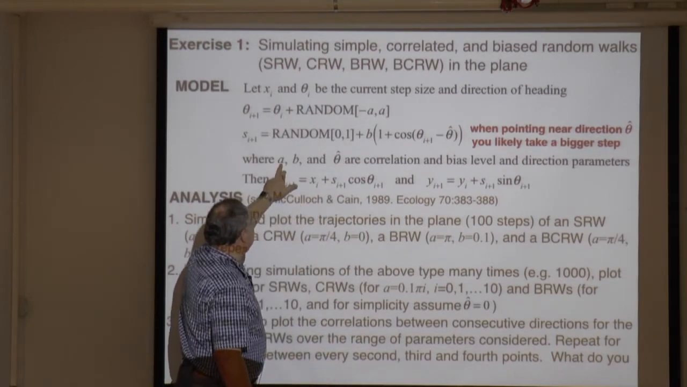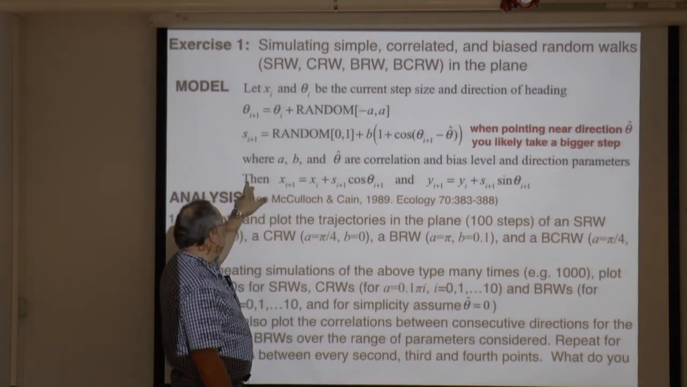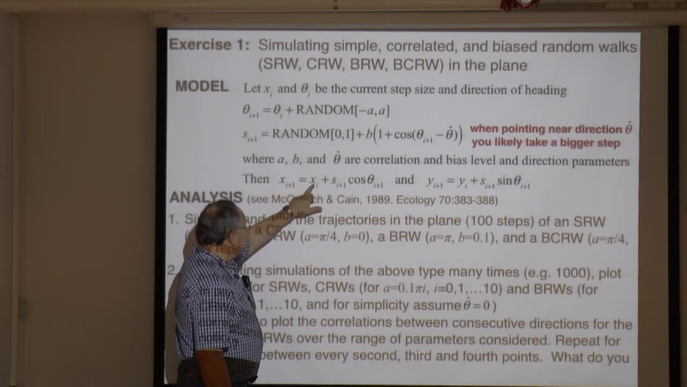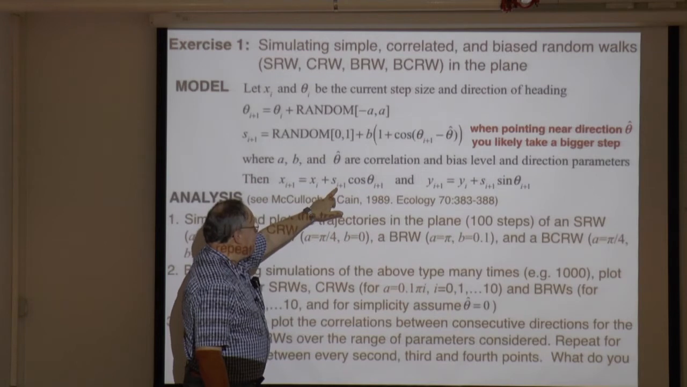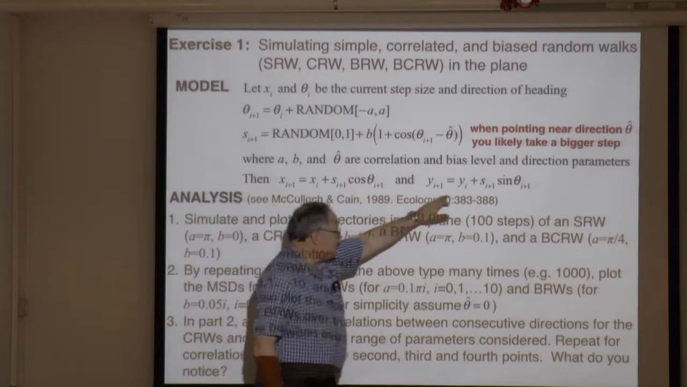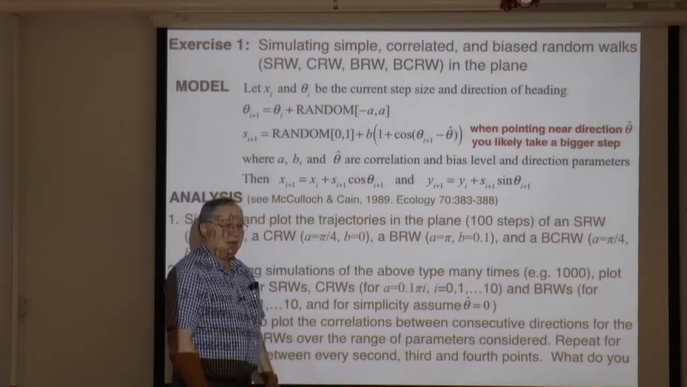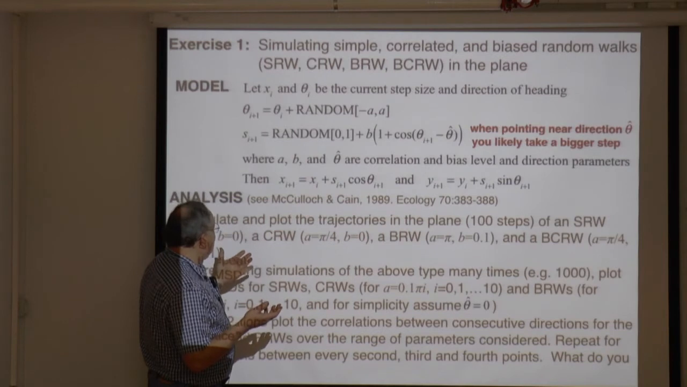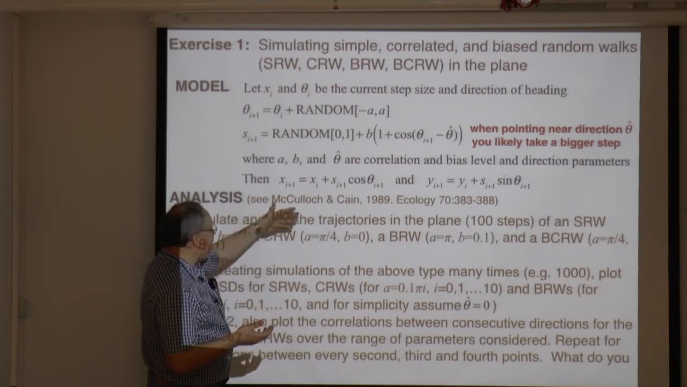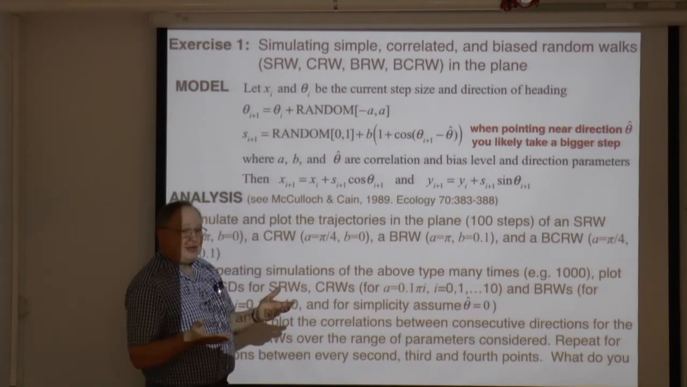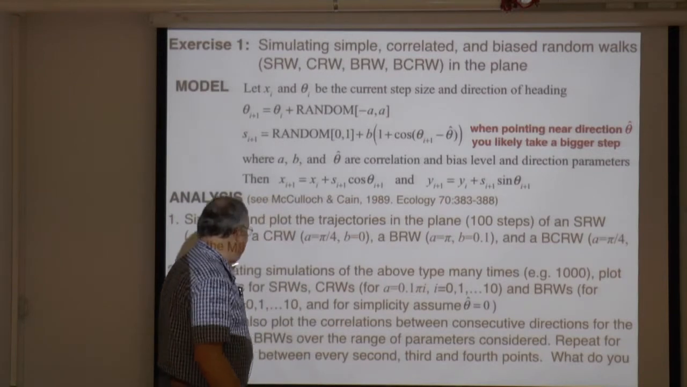And then once we've chosen A and B, and theta we're going to set equal to 0, we can generate the next step size, the next location, based on the current location, the size of the step, and the angle that you're heading. And x takes cos of the angle and y takes sine of the angle. So that's just trigonometry. There's a reference here to McCulloch and Kane in Ecology talking about random walks and biased random walks, if you want to read some background material.